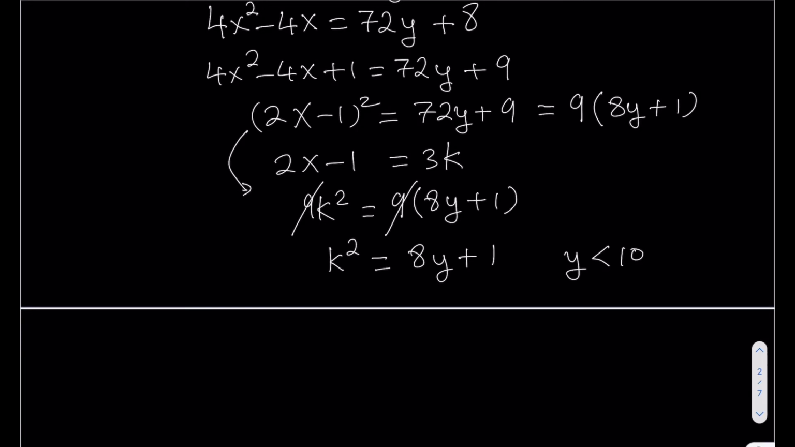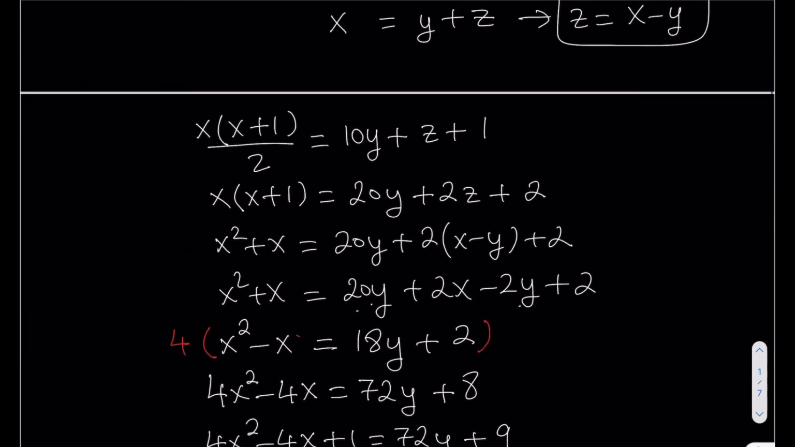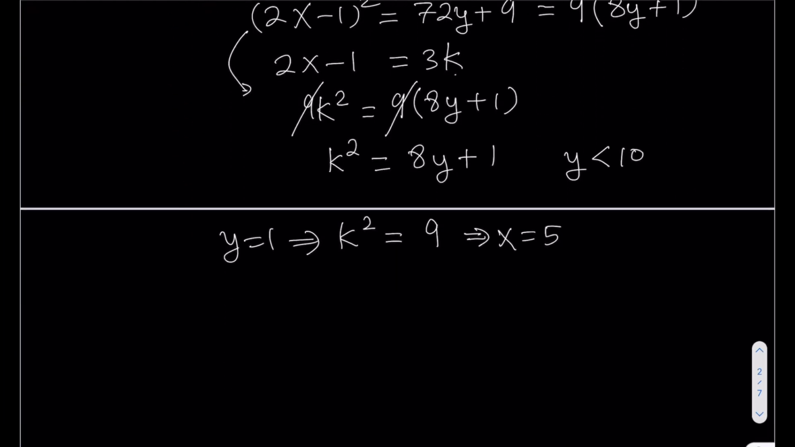For example, for y equals 1, k squared is going to be 9, which means that k is going to be 3, right? When k is 3, if you substitute here, x is going to be 5. And how do you find the value of z? Well, if you go back here, you do have an equation in x, y, and z, or you can just use the fact that x equals y plus z. That would be helpful, right?